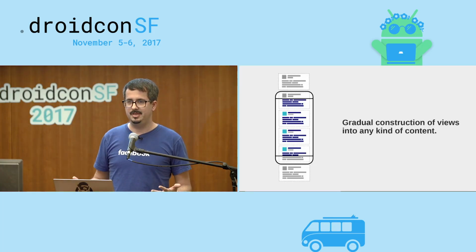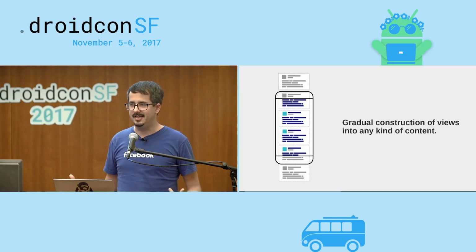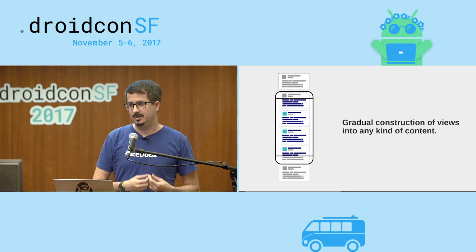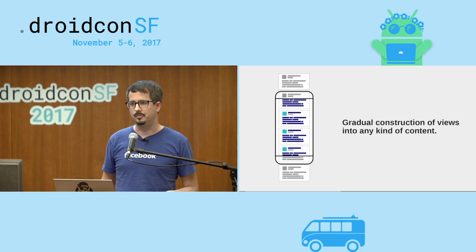So incremental mount means that even if you have a gigantic item view, you're not going to mount or create the view tree for that item all in one go. It's going to be dynamically constructed as it becomes visible on screen.